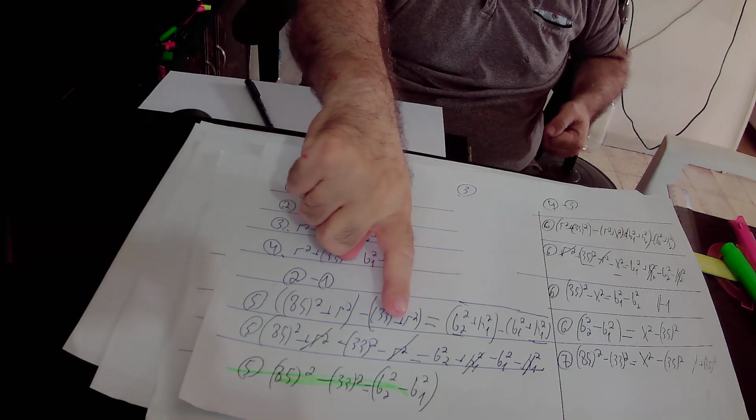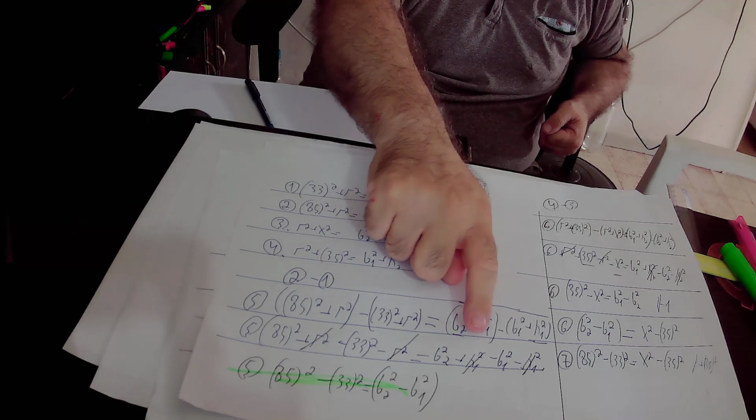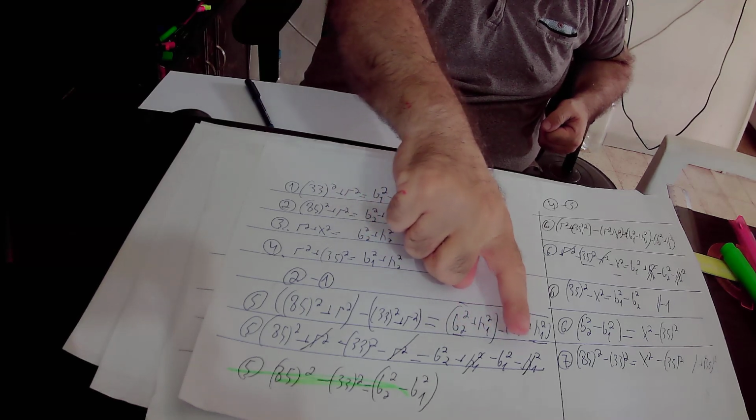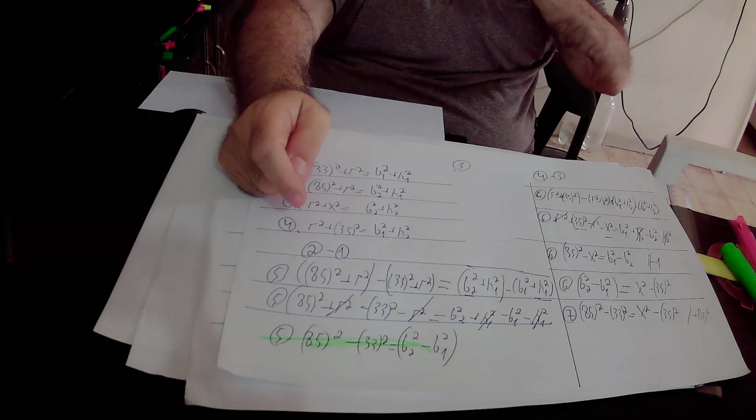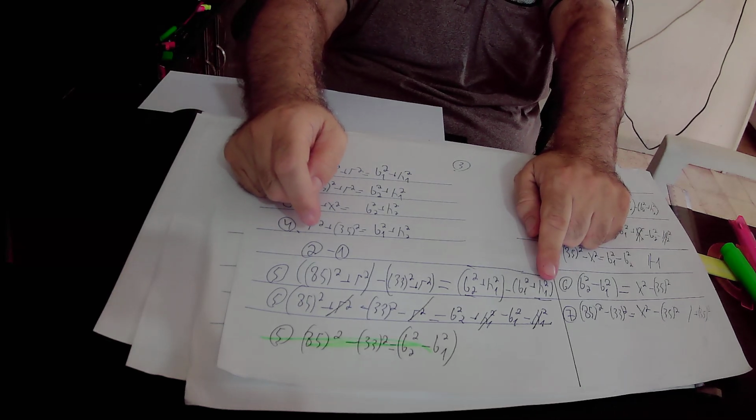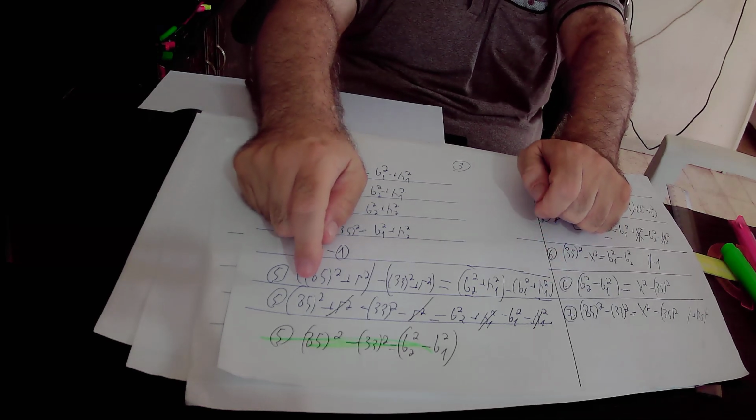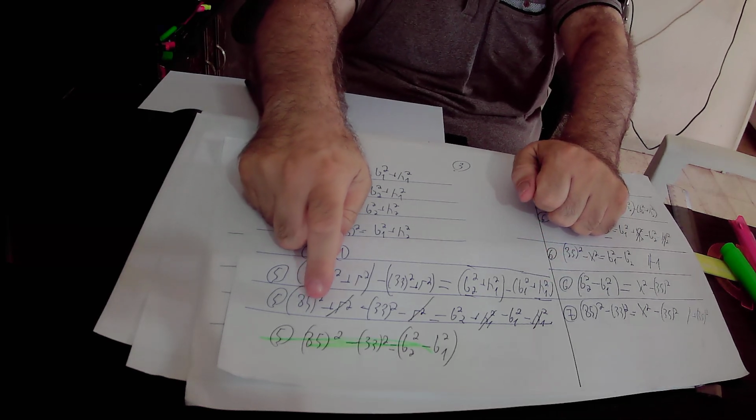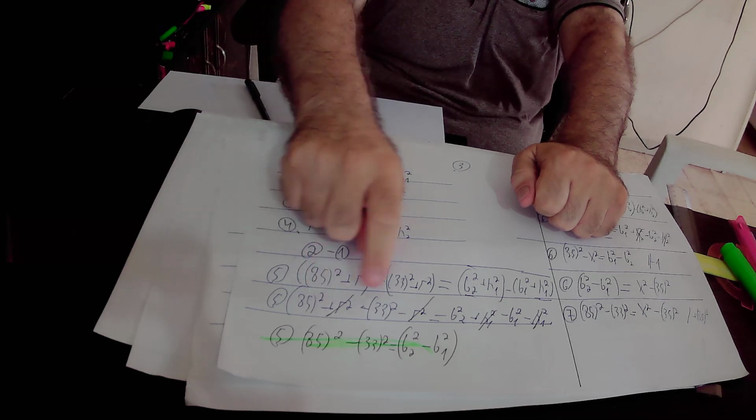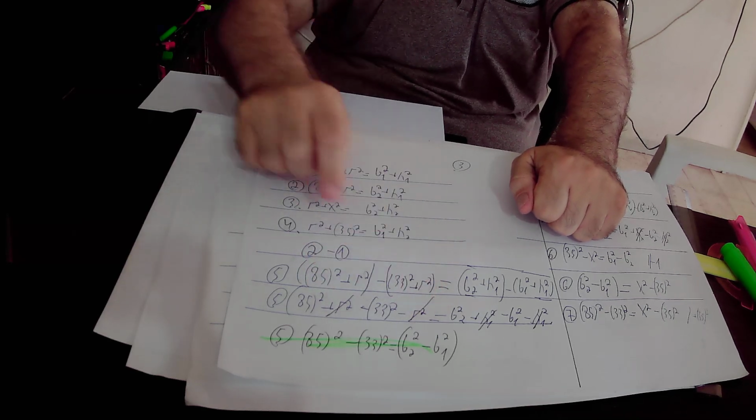R square minus r square is 0, h1 square minus h1 square is 0, so in total, what is left on equation number 1 after we cancel those two expressions? What is left is, in this side of the equation, we are left only with 85 square minus 33 square, that is equal to b2 square minus b1 square.